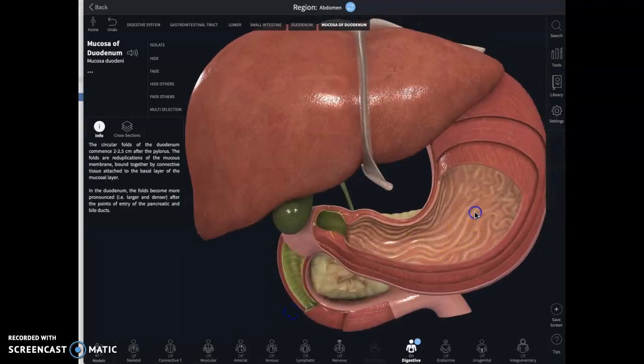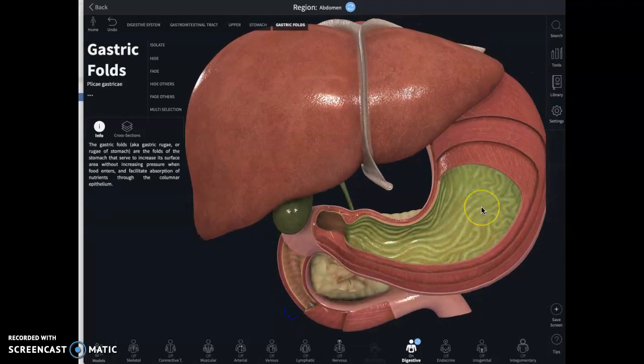Then we have our stomach. They're calling them gastric folds. These are rugae. We'll see them again in the bladder. So these are the rugae. And the stomach, they stretch out for when you overeat at Thanksgiving dinner.